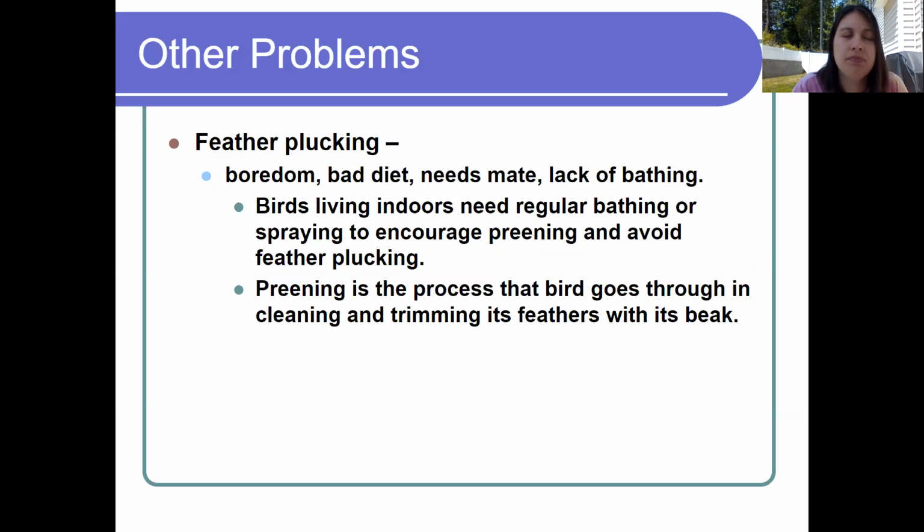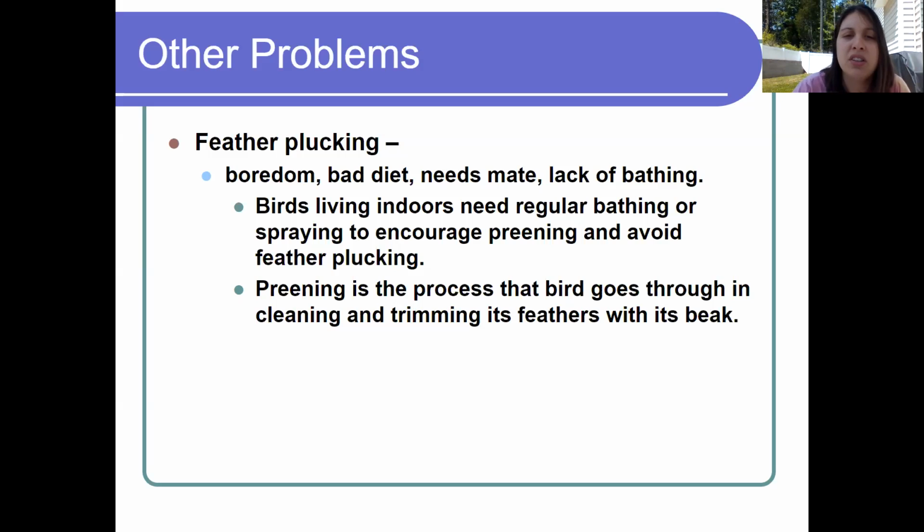Feather plucking is always really bad. And it may be difficult to diagnose exactly what's wrong if the bird's plucking feathers, because they can pluck feathers for a ton of different reasons. It could be because they're bored. It could be because you're not giving them what they need to eat. They could have mites. They may need a mate. They may need a bath. You name it, and it will probably cause feather plucking.